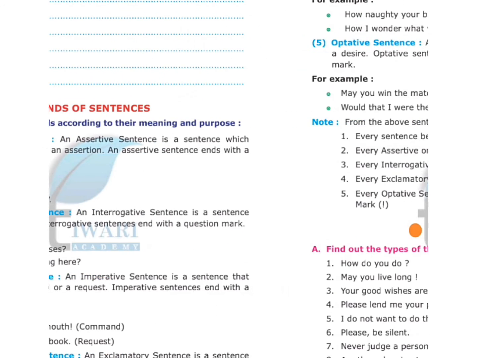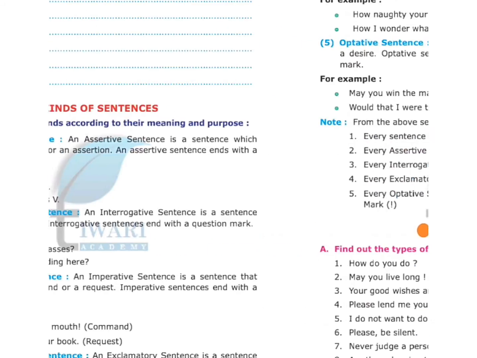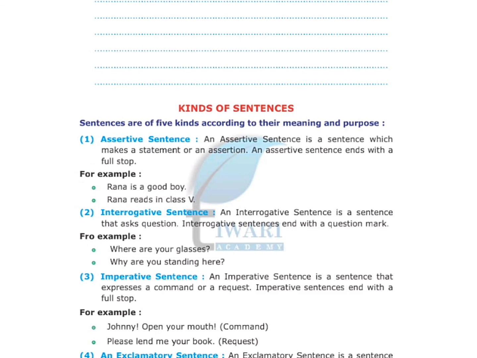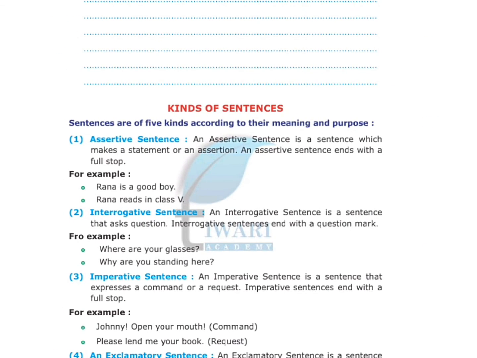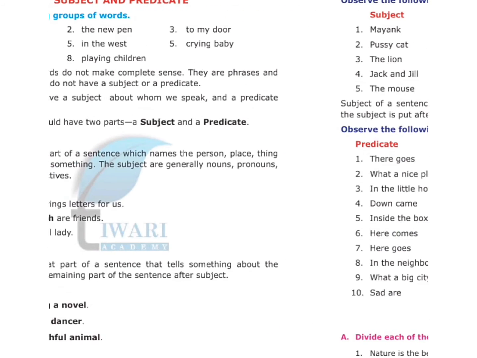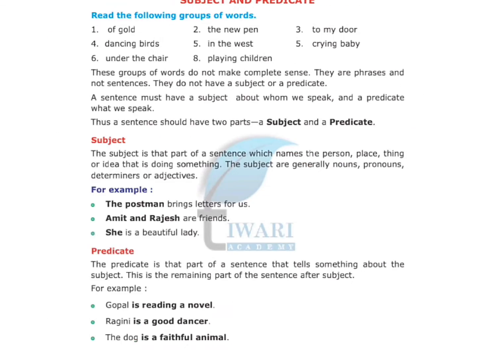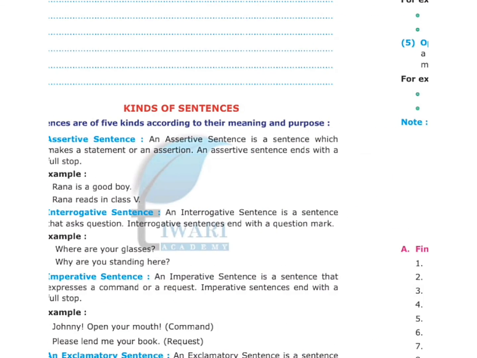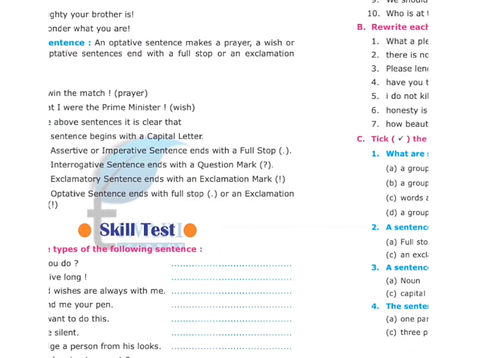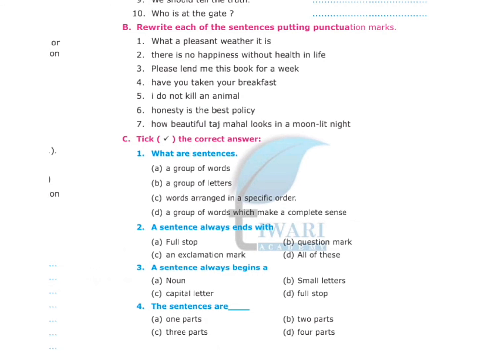Okay, so here given are sentences, right? So in these sentences, look at this one. Kinds of sentences: assertive, interrogative, imperative, exclamatory, operative. But a sentence should have two parts. Okay, I told you a sentence should have two parts. We are not asking how many kinds of sentences. So a sentence has two parts, subject and predicate.